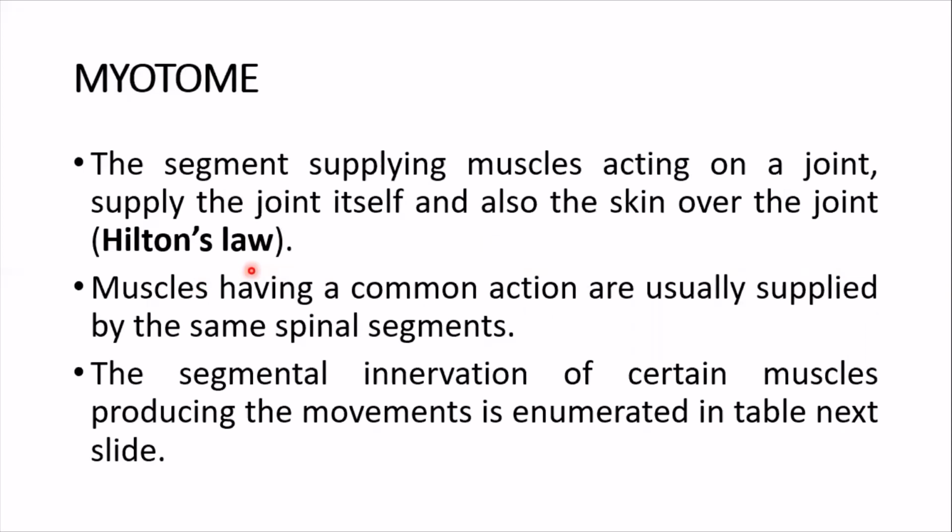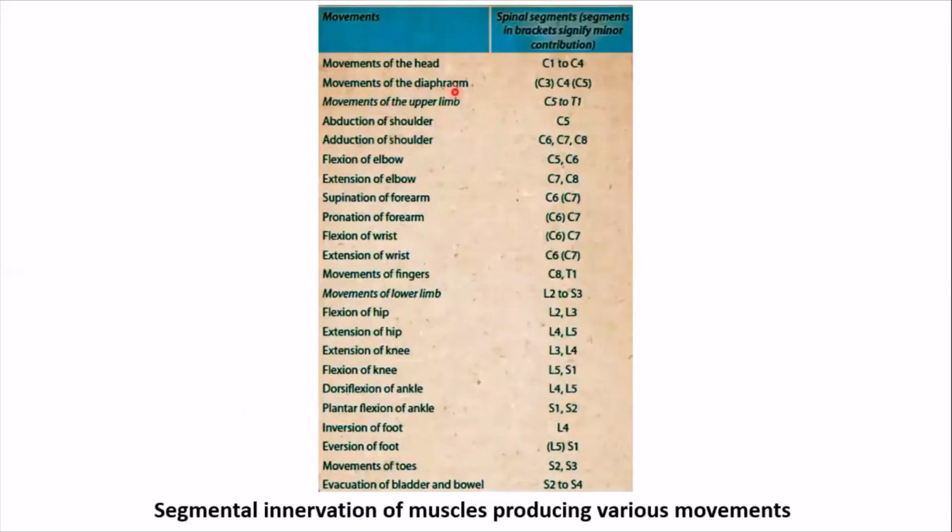The segmental innervation of certain muscles producing movements is enumerated in a table. Next slide. Here you can see, not going into detail, but just for interest, I've pasted it over here. This is the movement of the head, C1 to C4; flexion of the elbow, C5 to C6. Every important movement is described, right up to evacuation of the bladder and bowel, S2 to S3 and S4.